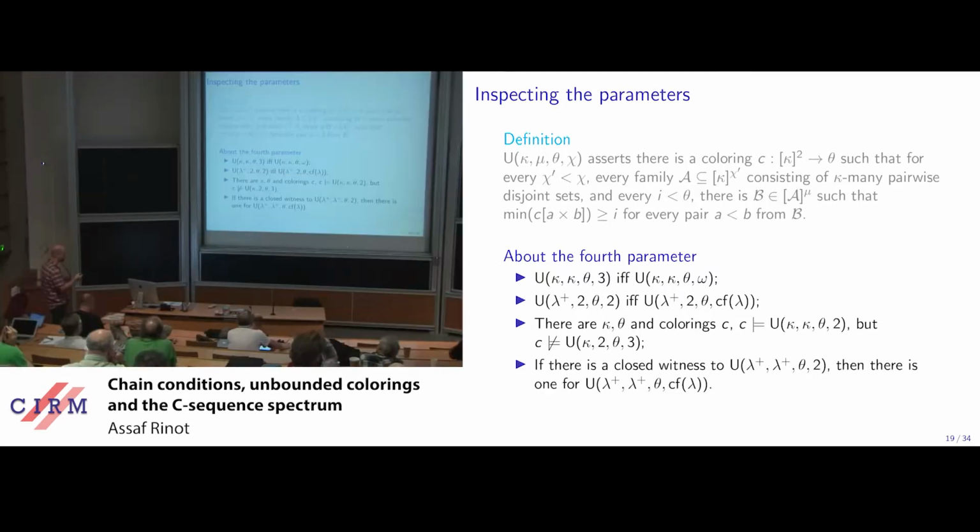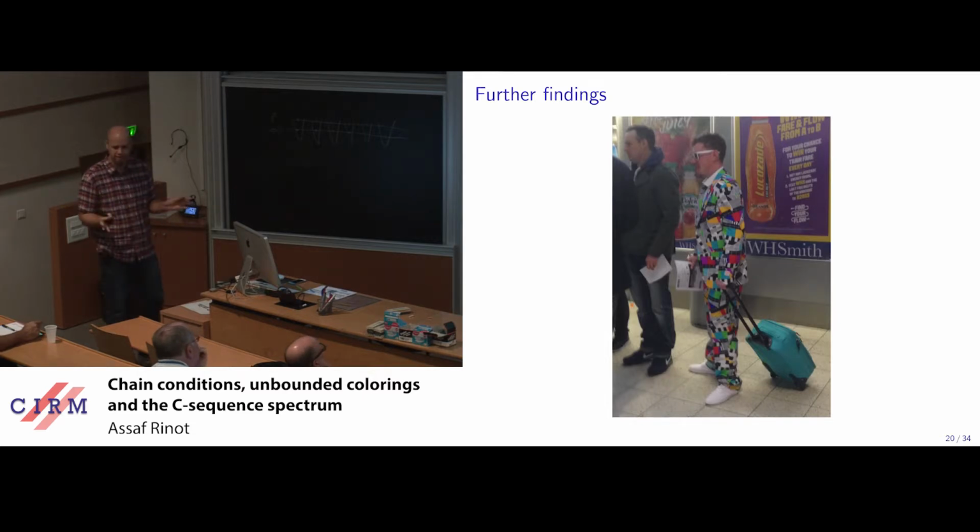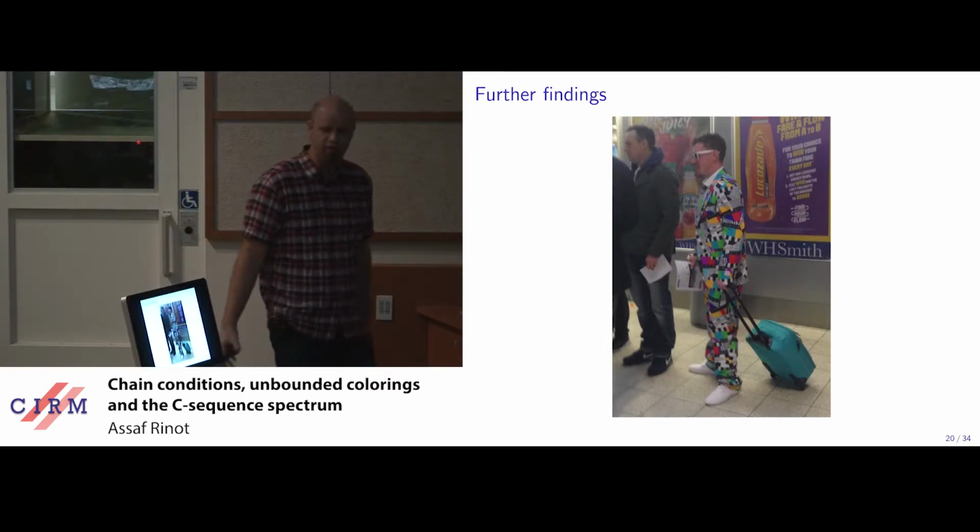I guess this is natural. And here we have another theorem saying that if there is a closed witness for coloring with 2, you can also do it for cofinality lambda, many sets of size less than cofinality lambda. And unfortunately for this, I cannot just use my theorem as a black box. I really have to redo it in this context of unbounded colorings. And we did it in the first paper. And so now we have this theorem about the fourth parameter.